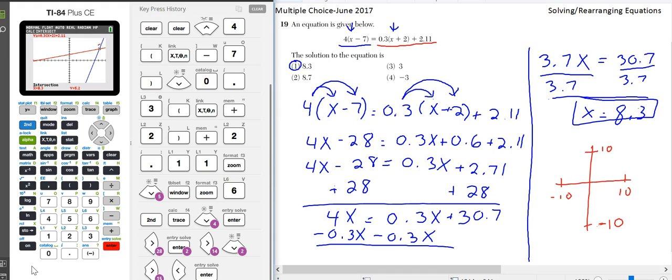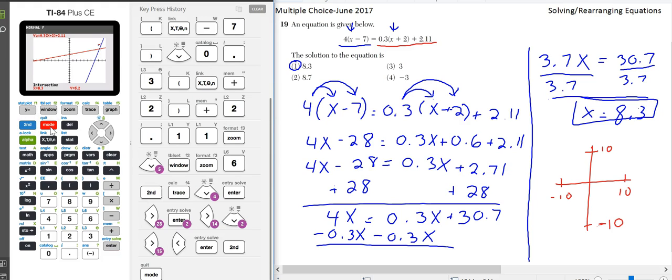Another way we could solve the question is by plugging in each of the answer choices and seeing which one makes the equation true. We can have the calculator do that for us. Let's go away from the graph by pressing second mode for quit. And we're going to start with choice 1, which we do know is the answer, but let's say we didn't know that choice 1 was the answer. We're going to do 8.3, and we're going to do sto for store.